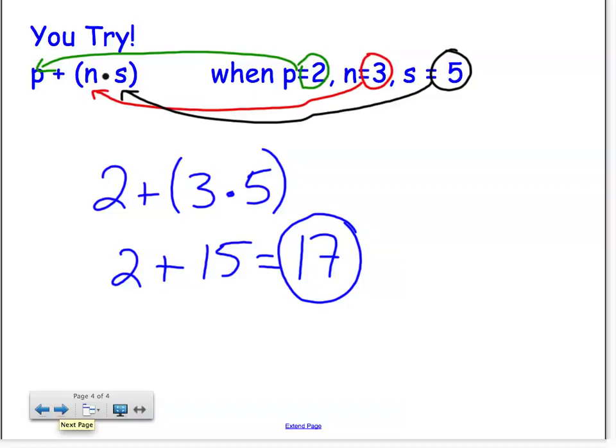We have an answer of 17. So now I want you to go to your email, open up that attachment that I sent you, and practice some more problems independently. Please do them on a sheet of notebook paper and hand it into the tray when you're done. Thanks, guys.